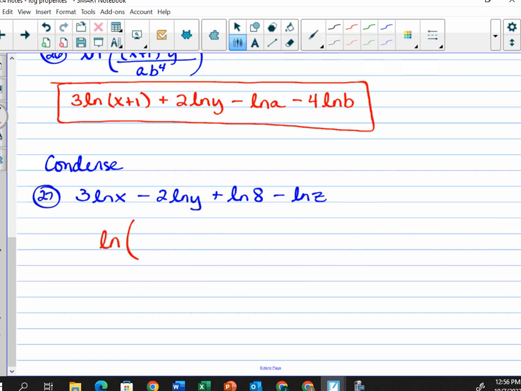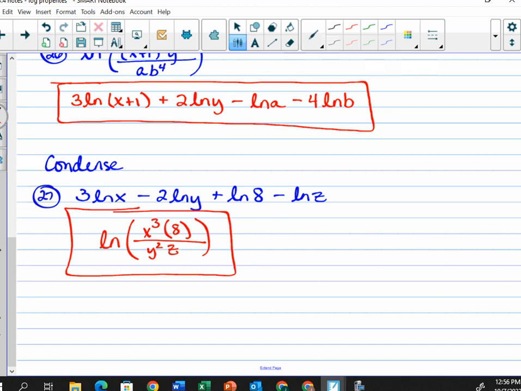Remember, positive leading coefficient came from your numerator, negative came from your denominator. So we definitely have an x cubed in the numerator. What else is in the numerator? 8. You absolutely could write 8x cubed. Yes, yes, yes. Denominator, do you guys see y squared and z? 8x cubed instead of x cubed times 8.